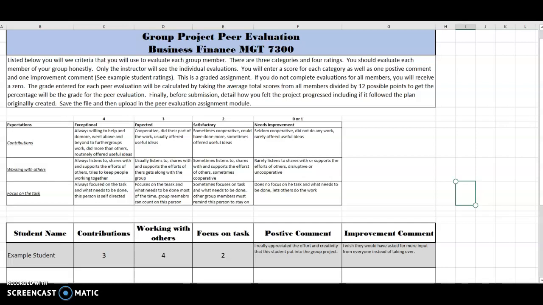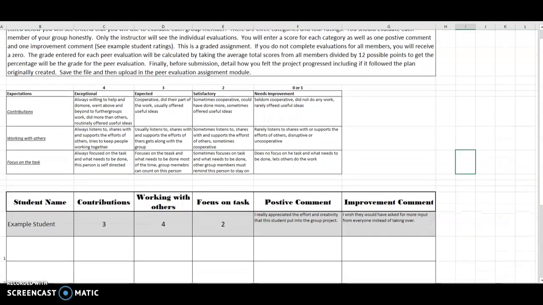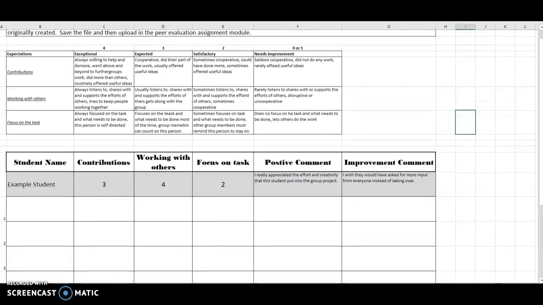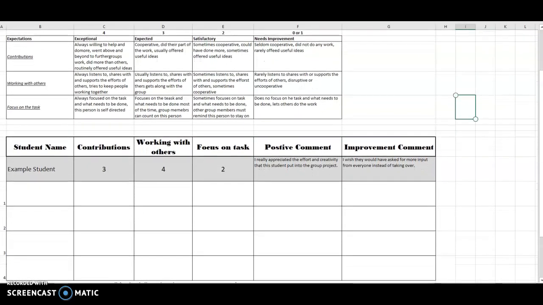Before submission, make sure you detail how you felt the project progressed, including if it followed the plan that was originally created. Save this file and then upload it in the peer evaluation assignment module. So here are the categories. We have contributions, and there are 4 ratings. Working with others, 4 ratings, and the focus on the task, 4 ratings.